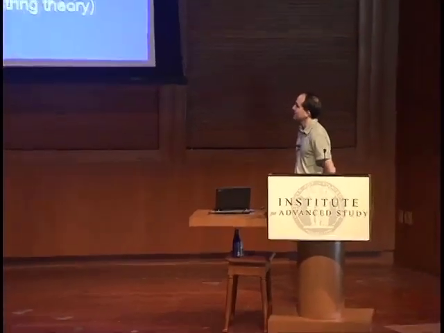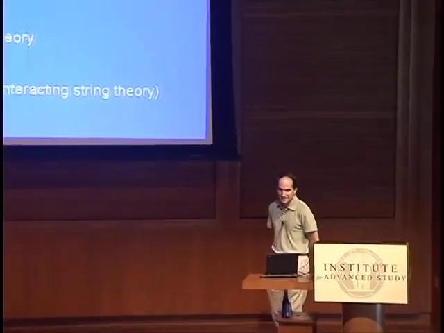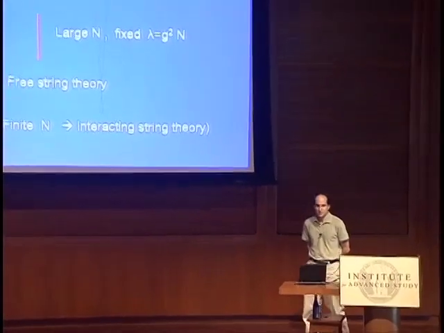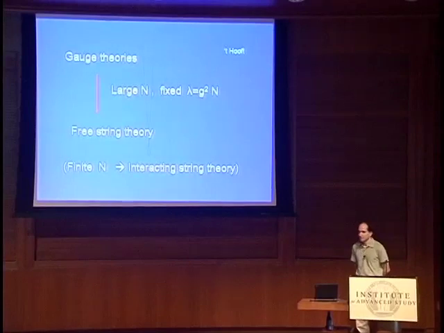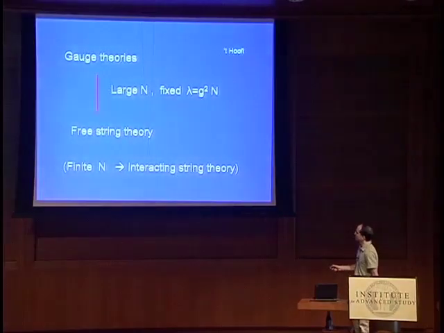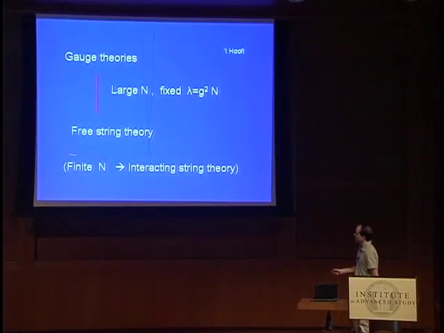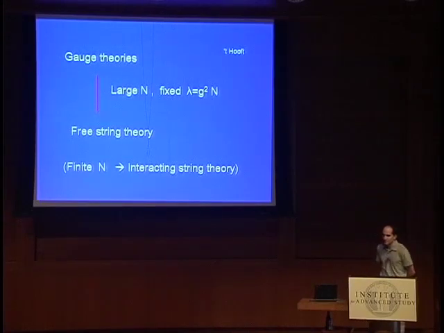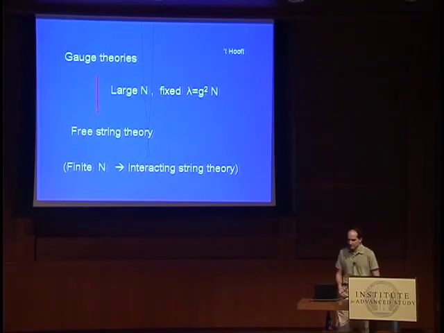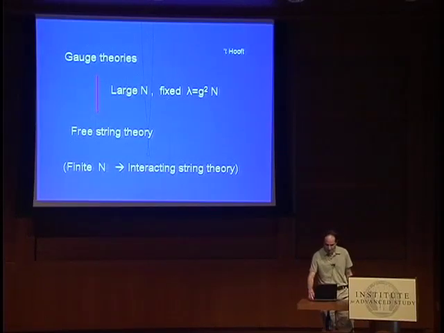So, you've seen that it's known for a long time that gauge theories for large N and fixed lambda should be described by some kind of free string theory. If you take the N going to infinity limit, you get a free string theory. If you take finite N but large, you get an interacting string theory. In 't Hooft's original paper, he was trying to take lambda also to be large, but we learned in recent years that we could do this even if lambda is fixed, but not large.